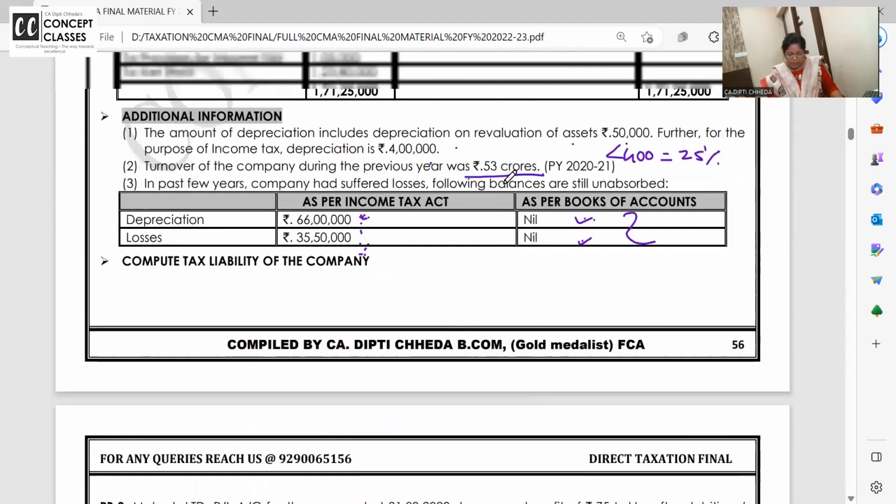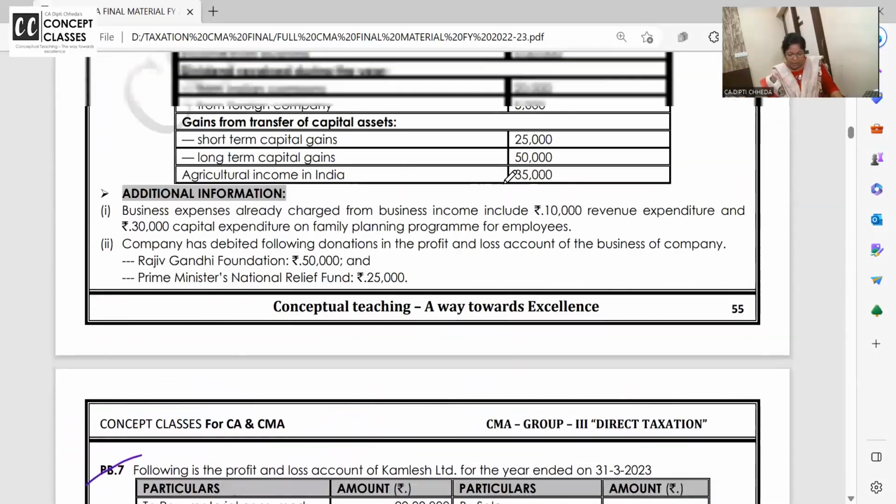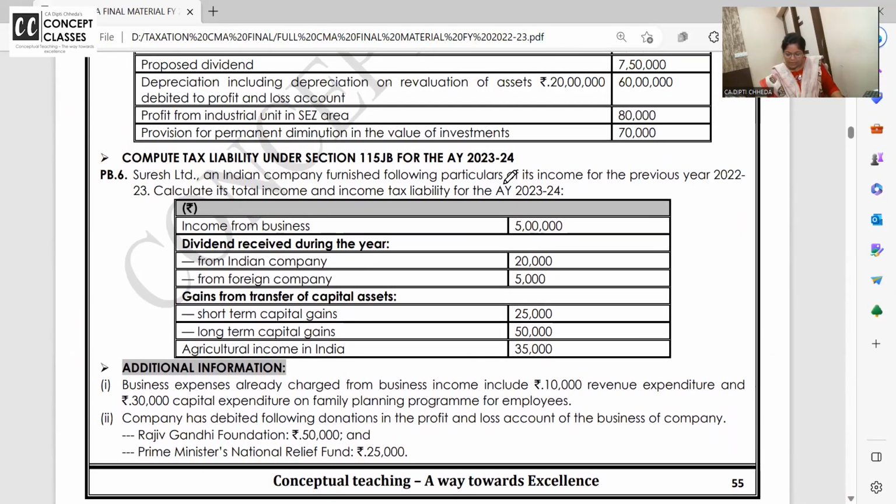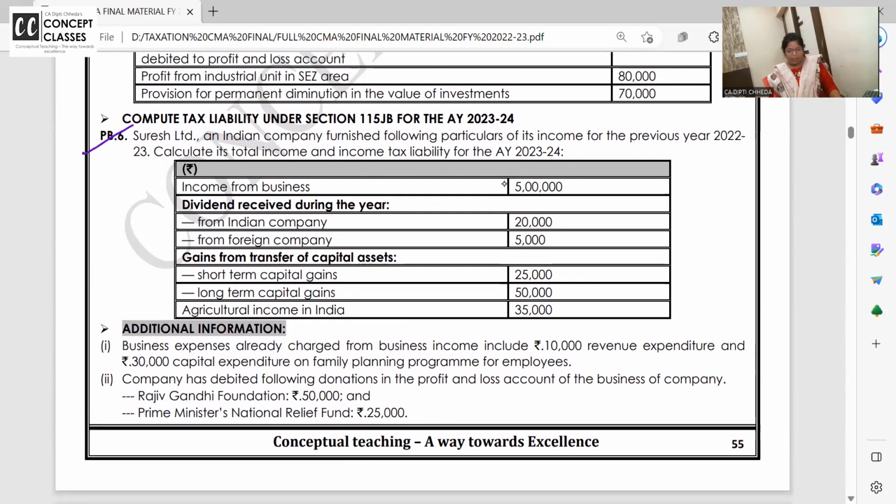8th one is done. Let's go in reverse. 7th is done. I think 6th we have not done, no? 6th, did we do or not? Because that is having some income tax and special income, special rates.